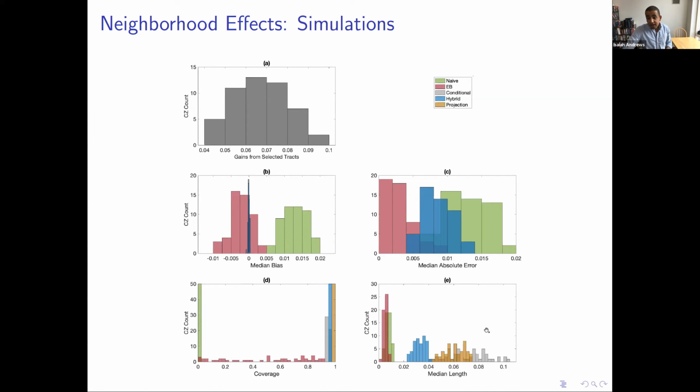Finally, panel E here, I'm showing you the median length of these different intervals. So we see that conditional intervals are generally longer than projection intervals, which are longer than hybrid intervals, which in turn are longer than naive and empirical Bayes intervals, although the latter two undercover.